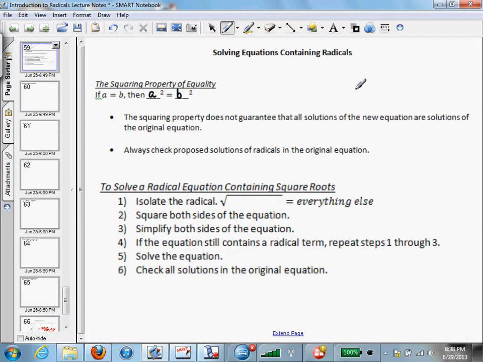The squaring property does not guarantee that all solutions of the new equations are solutions of the original equation. Always check proposed solutions of radicals in the original equation. This is the procedure to actually go through and solve one of these, so it's important to jot these down, remember them, or look in the book.